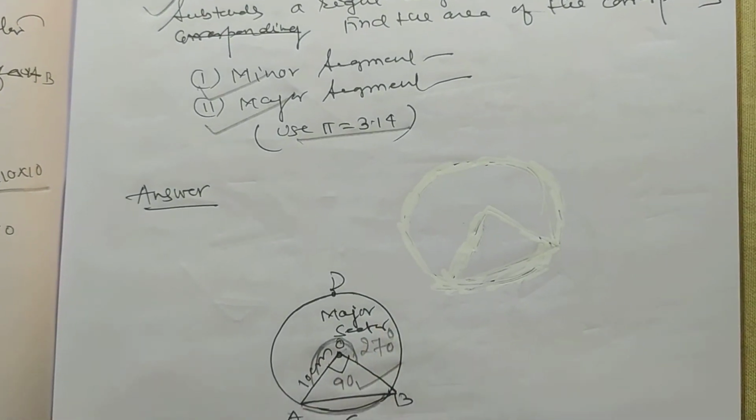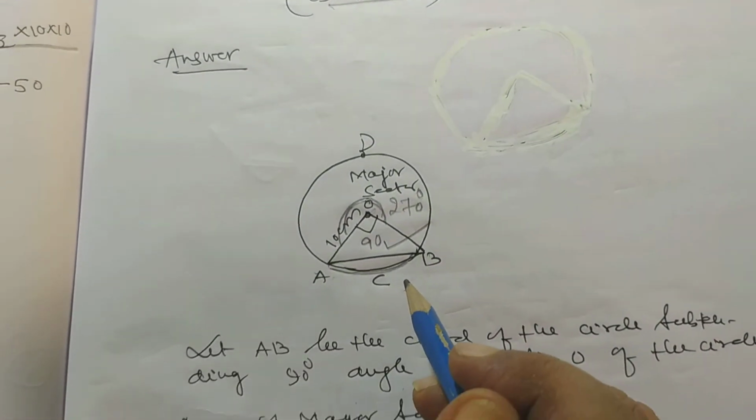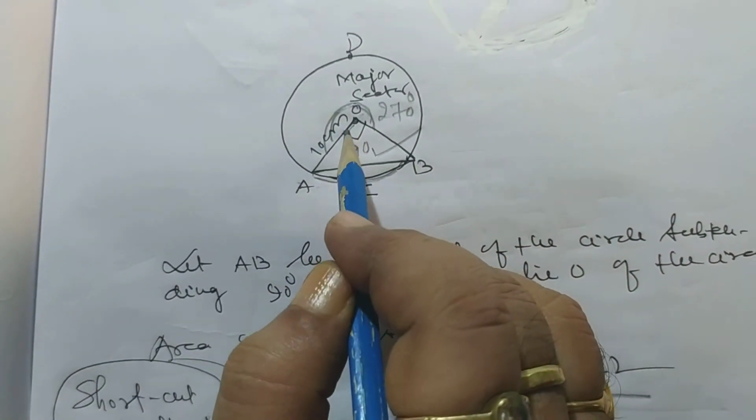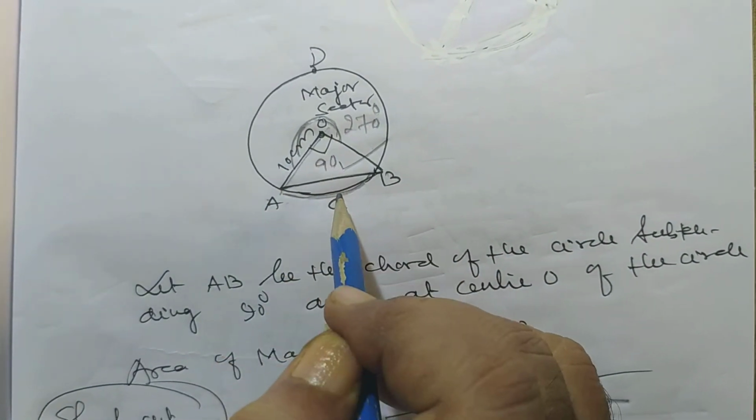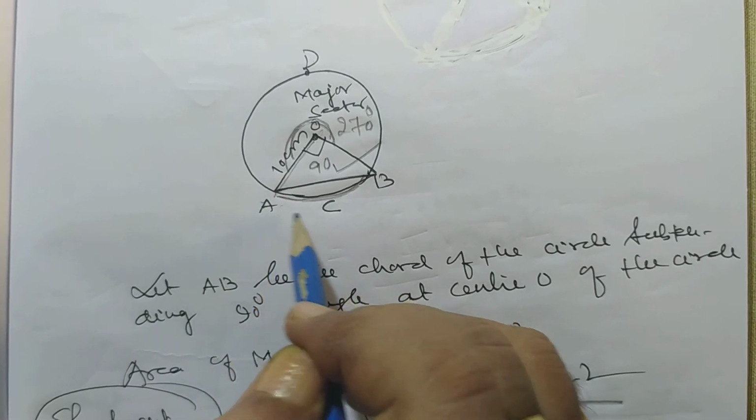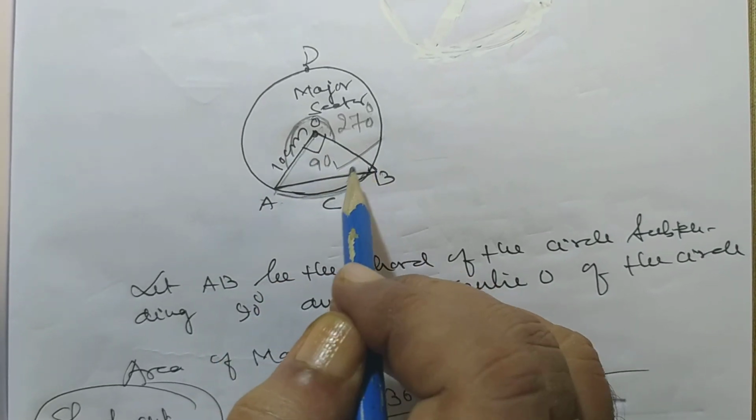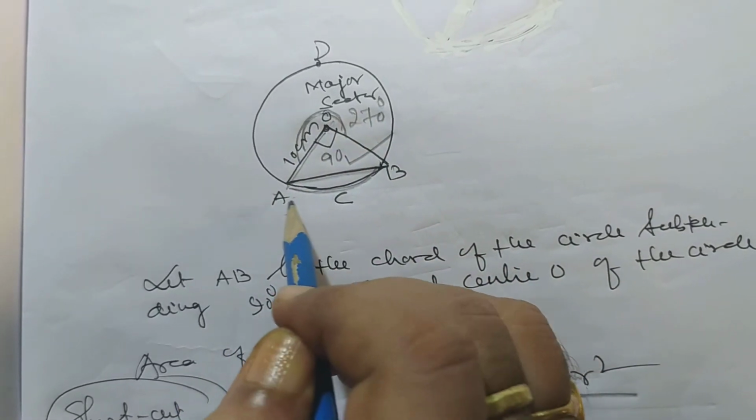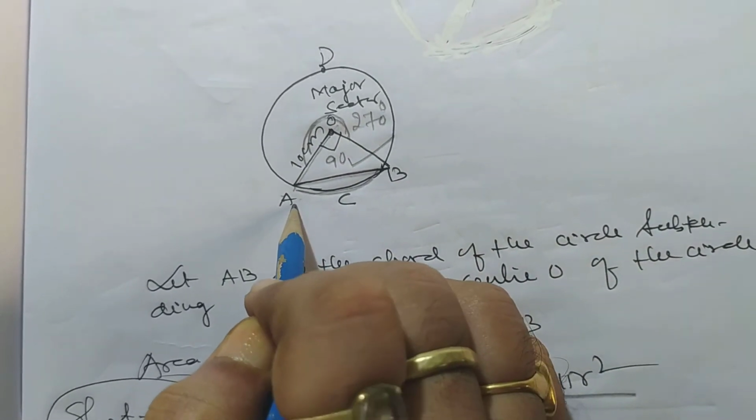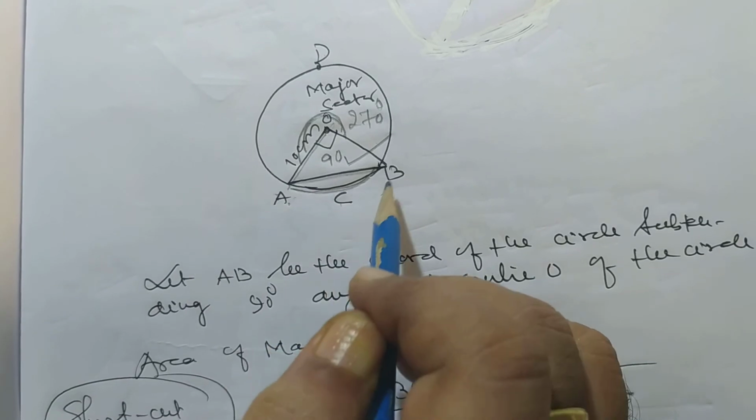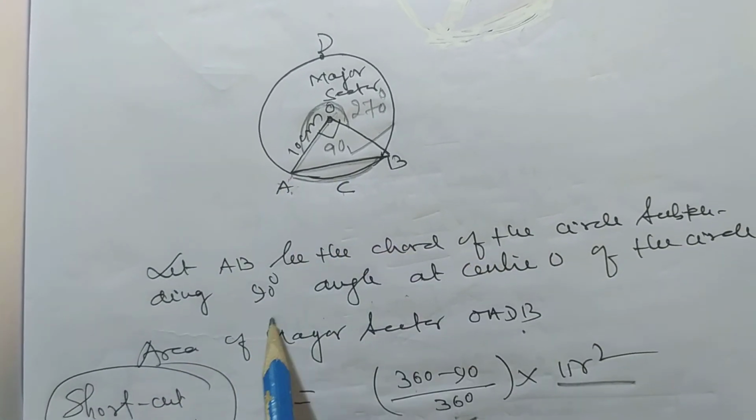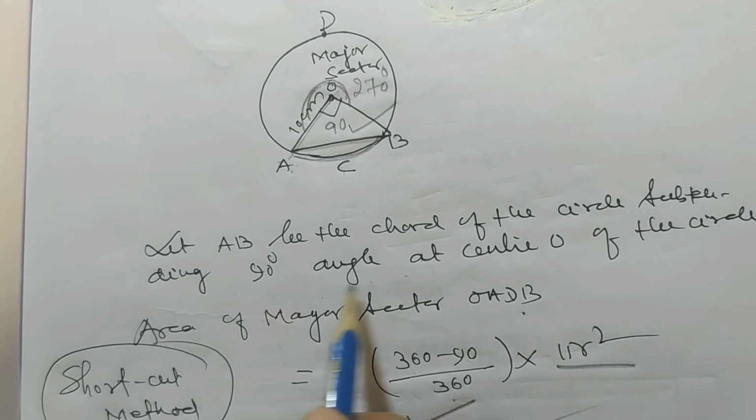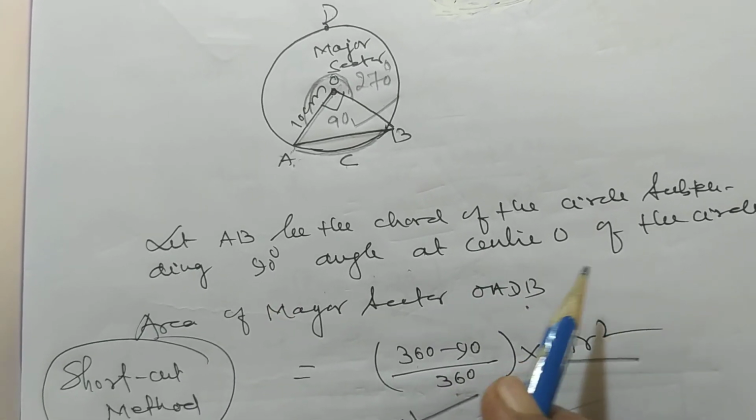So my dear student, first you find the area of the minor segment. How will you get the area of minor segment? Here you find the area of the sector OACB and then the area of the triangle, and subtracting it we get the area of the minor segment ACBA. Let AB be the chord of the circle subtending angle 90 degree at center O of the circle.